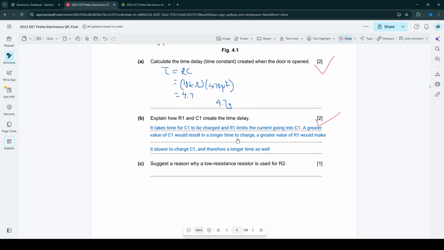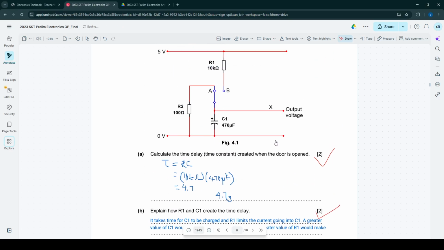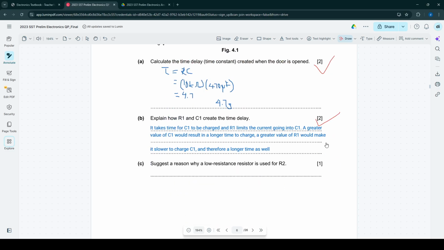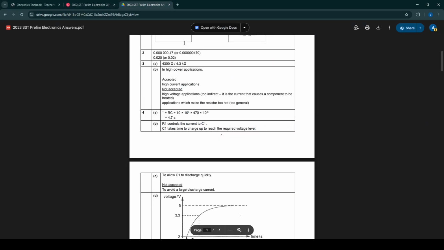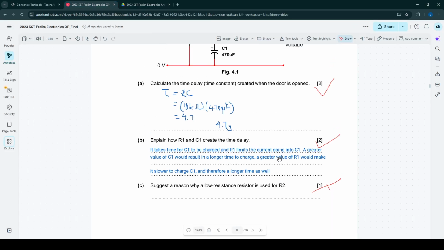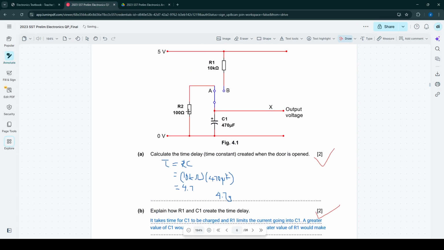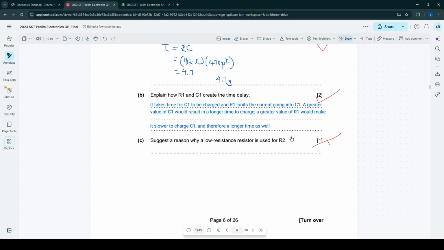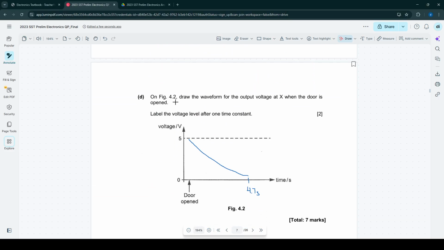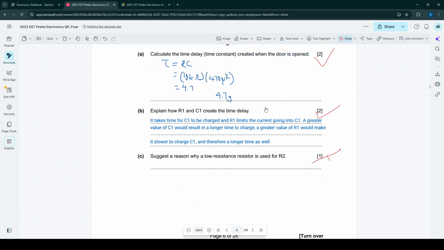Suggest a reason why a low resistance resistor is used for R2, and you just didn't do it. R2. I would say to make it charge quicker. Oh, to allow it to discharge quickly. To specifically allow it to discharge quickly. Interesting. Yeah, sure, okay. On figure 4.2, draw the waveform for the output of X when the door is open.